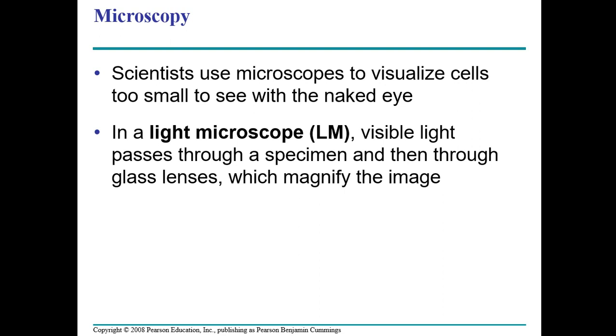Okay, so scientists use microscopes to visualize cells too small to see with the naked eye. So, diba, that's the tool we have right now. We have one kind of microscope that we usually use, and that is the light microscope. Talking about the light microscope, we use visible light. Visible light passes through a specimen and then through glass lenses which magnify the image. So this is what we use. The light microscope can be of two kinds.